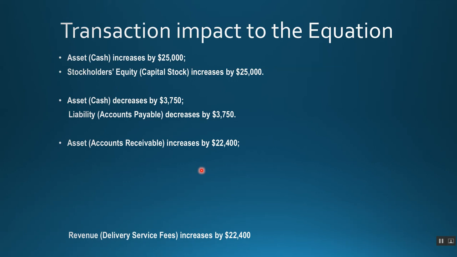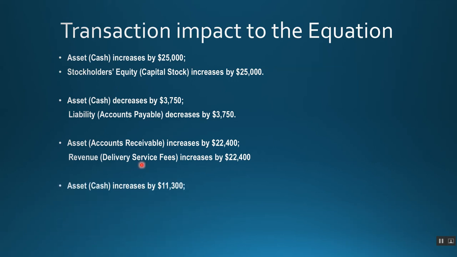So let's take a look here. Cash is increasing. We finally received the $11,300 that they owed us. And accounts receivable is decreasing. Why? Because that customer no longer owes us that because now they're paying it to us.